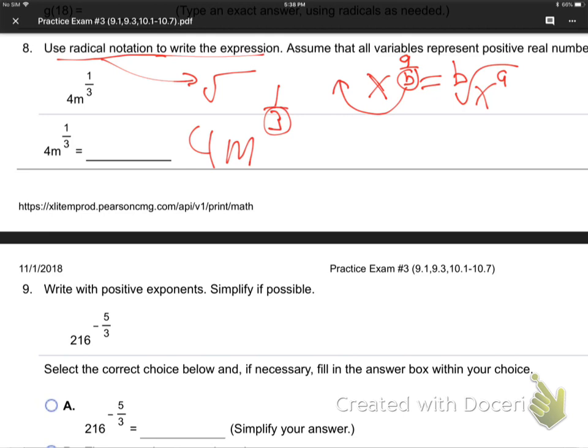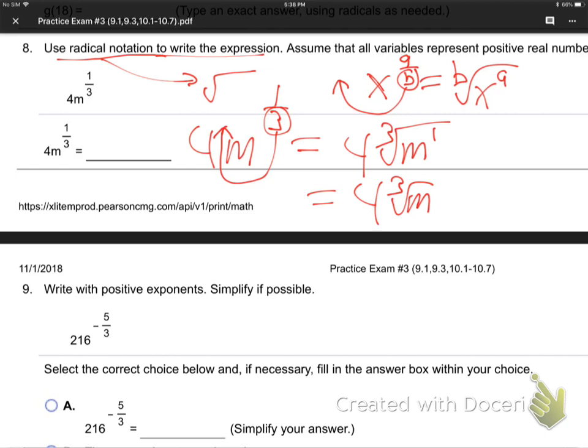Now, careful, the 1/3 is only on the m. It's not on the 4. So the 4 is going to just sit there. The 3 will swing around here and be the 3rd root of m to the 1st, which is just 3rd root of m. You don't need the first power. M alone means m to the 1st power. So there it is.